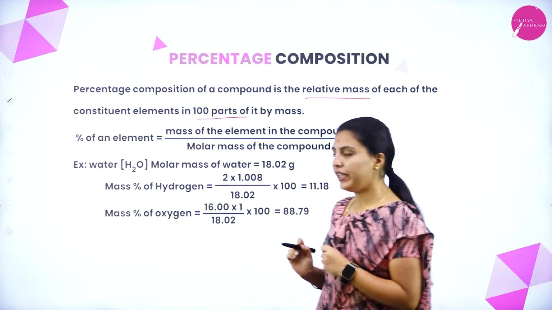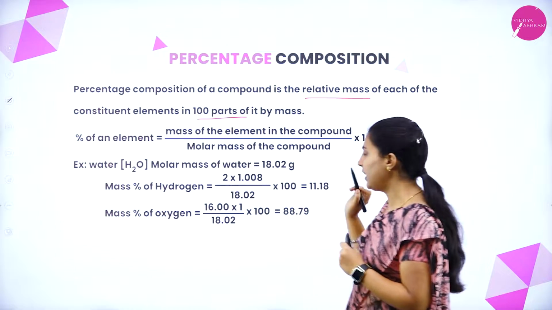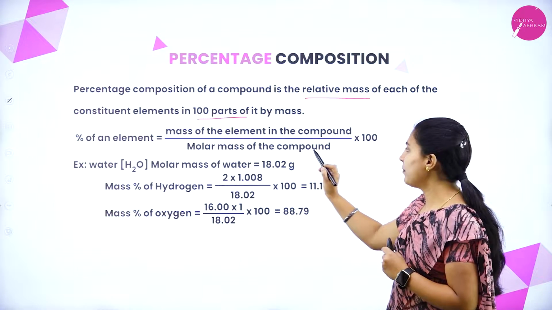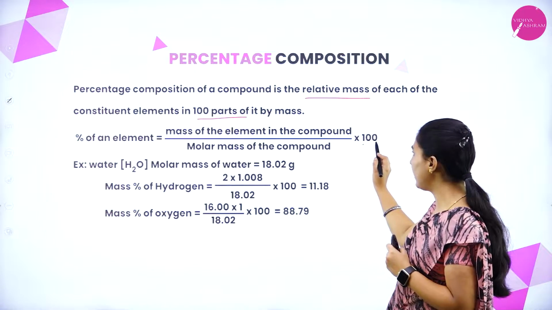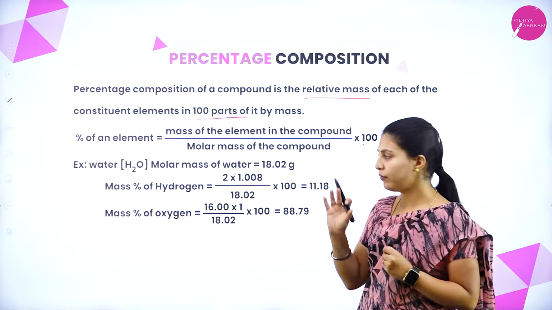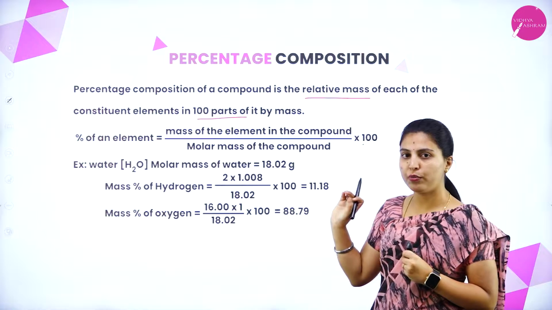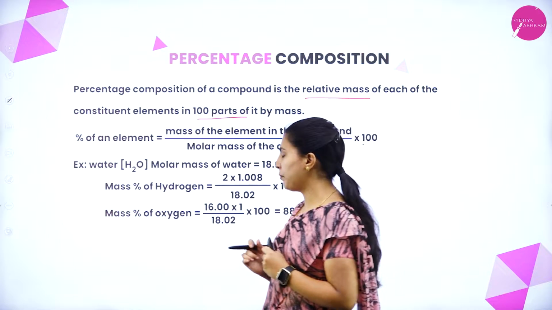We will see the formula. Percentage of an element is calculated by the mass of the element in the compound divided by the molar mass of the compound, into 100. Percentage means we have to multiply by 100, that we know, but what do we have to calculate? The mass of the element in the compound divided by the molar mass of the compound. We will see the first example.